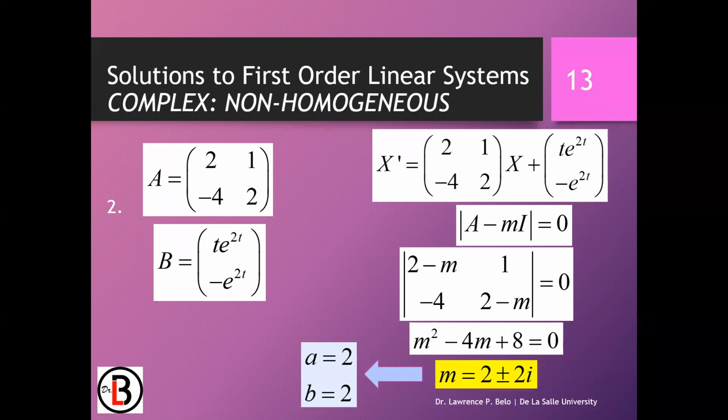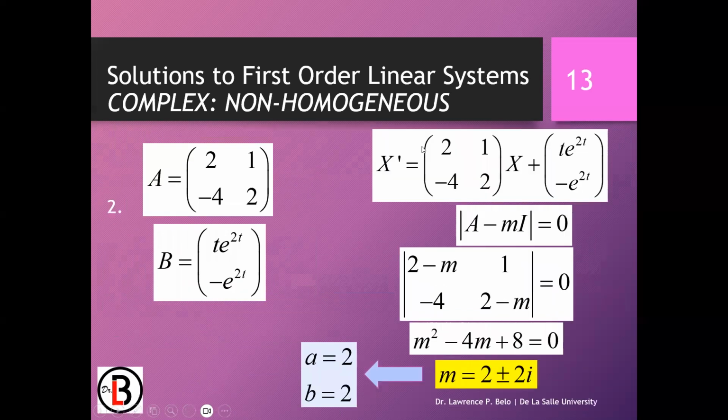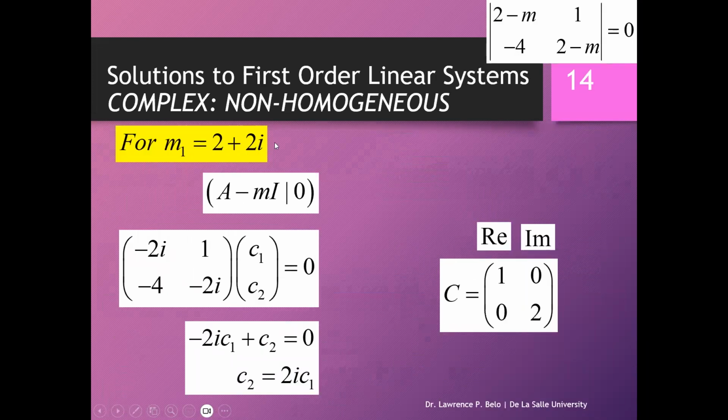Can you dictate to me, what's the general form of the answer when you have complex roots, x is equal to what? Ito siya, di ba? e to the at, C1 real cosine BT minus imaginary sine BT plus C2 imaginary cosine plus real sine. Ito laging aalalahanin nyo.